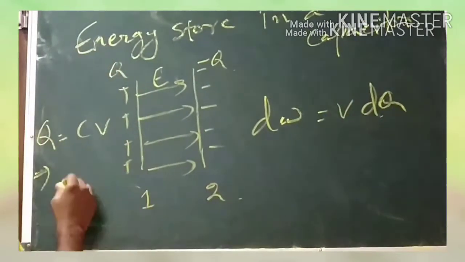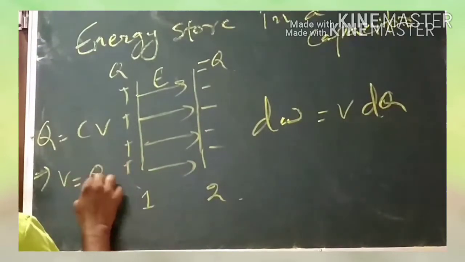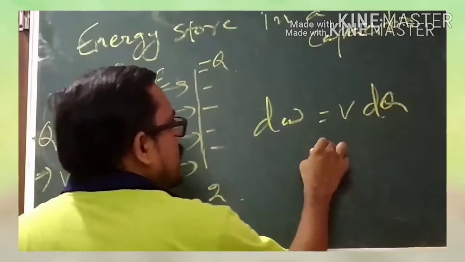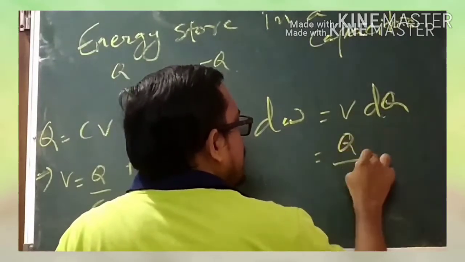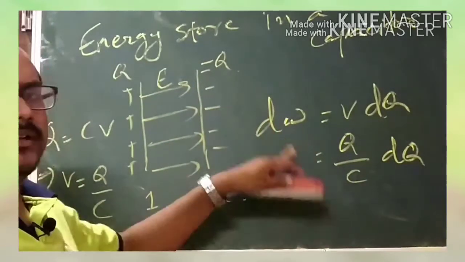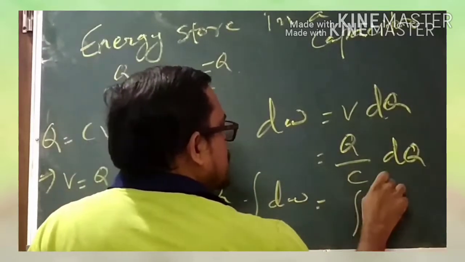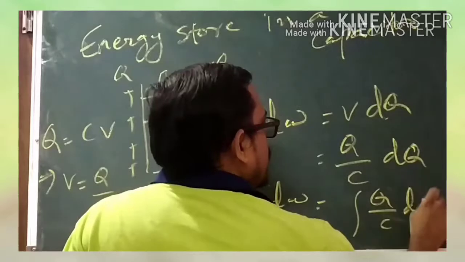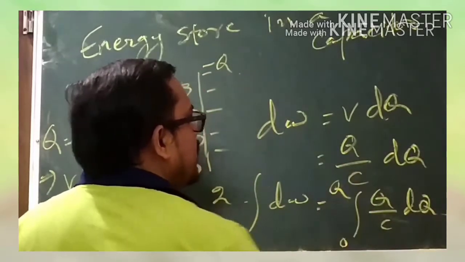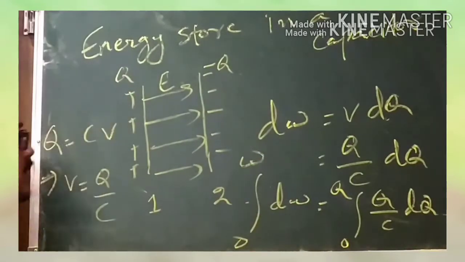Now we are taking V will be equal to Q by C, as with respect to Q. Now we can write this as Q by C into dQ. Now for finding out the net work done, we can integrate both sides. This is Q by C dQ, where we have taken the lower limit as 0 and the higher limit as Q, and on the other side we take 0 to W.